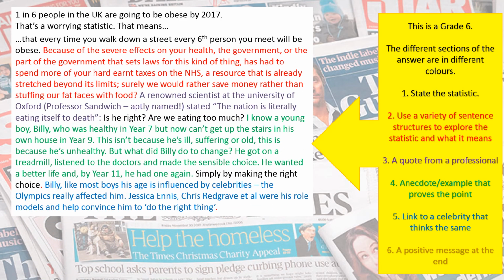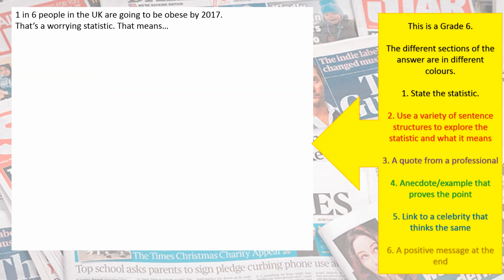Now I'd want to back up that experience with maybe a quote from a celebrity. Billy, like most boys his age, is influenced by celebrities. The Olympics really affected him. Jessica Ennis, Chris Redgrave et al. were his role models to help convince him to do the right thing. So I drop in some well-known names of athletes in this case to emphasise the point that I'm making.